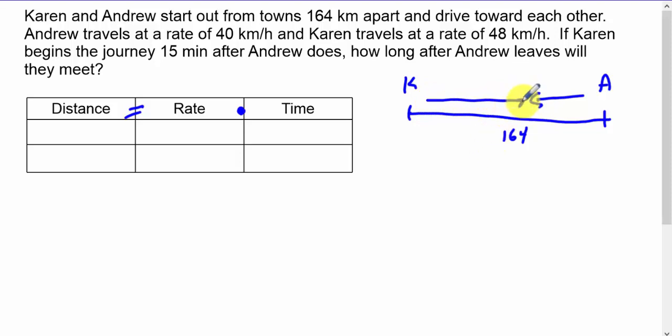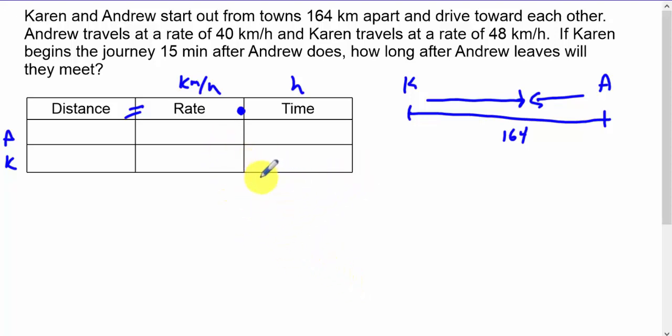So notice I've drawn it so that Karen goes a little further than Andrew. And we want to know how long after Andrew leaves will they meet. Okay, so we're going to be solving for a time. All right. Now, it does say that Karen begins 15 minutes after Andrew does. So that means Karen has traveled less time. All right, so let's label Andrew and Karen here. So if that's 15 minutes less time, and notice we're talking in kilometers per hour. So this rate is in km per hour.